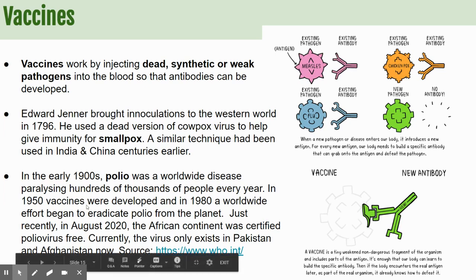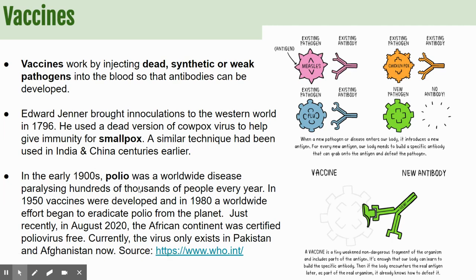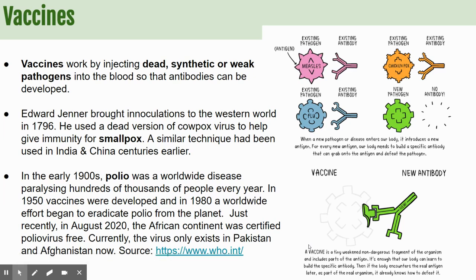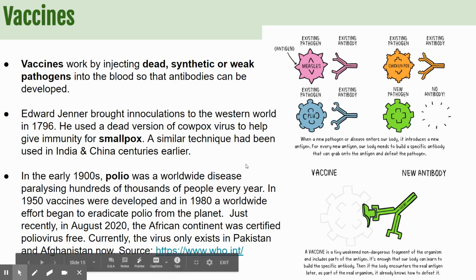An example of a vaccine that was very successful was the vaccine for polio. In the early 1900s, polio was a worldwide disease, paralyzing hundreds of thousands of people every year. I can't even imagine. In 1950, vaccines were developed, and in 1980, a worldwide effort began to eradicate polio from the planet. And quite interesting, just recently, this past summer in August 2020, the African continent was certified polio-free. It took quite a while, 40 years. And currently that virus only exists in Pakistan and Afghanistan. If you want to read more, there's a website there.